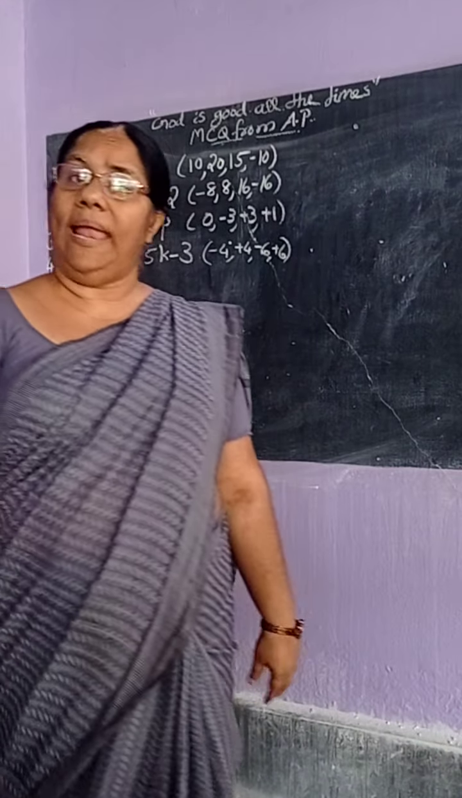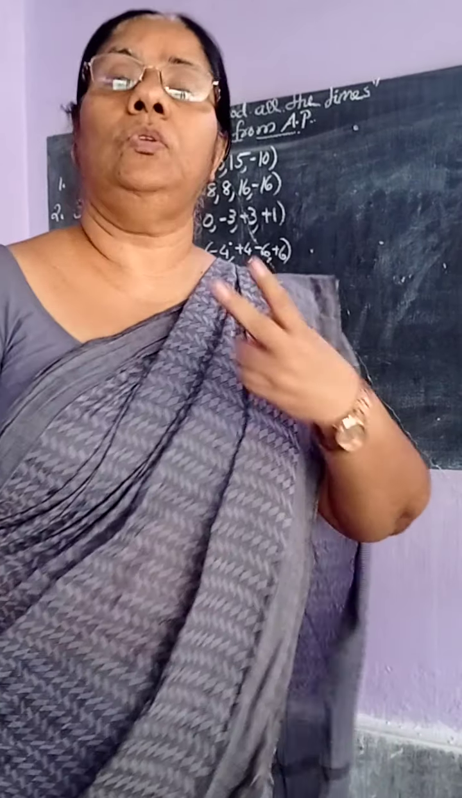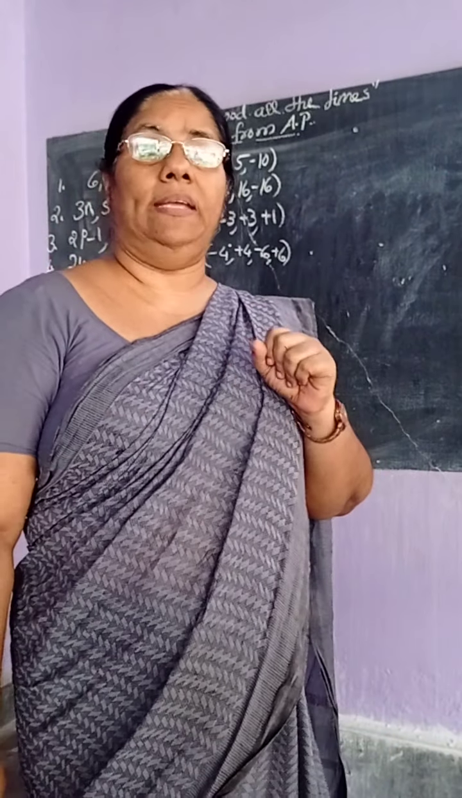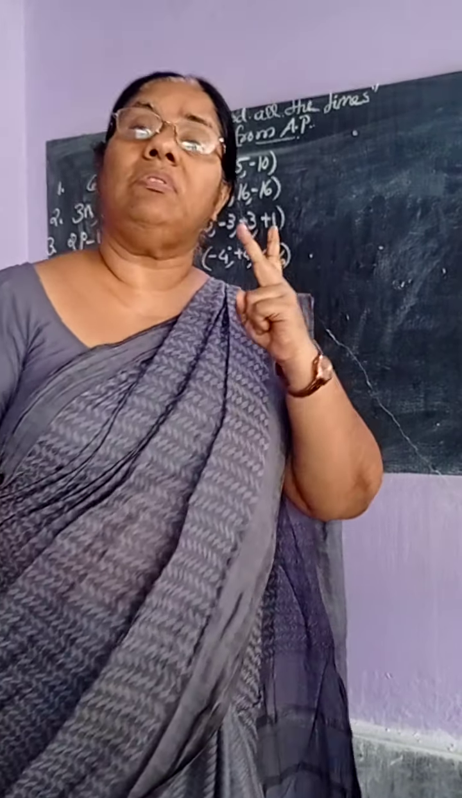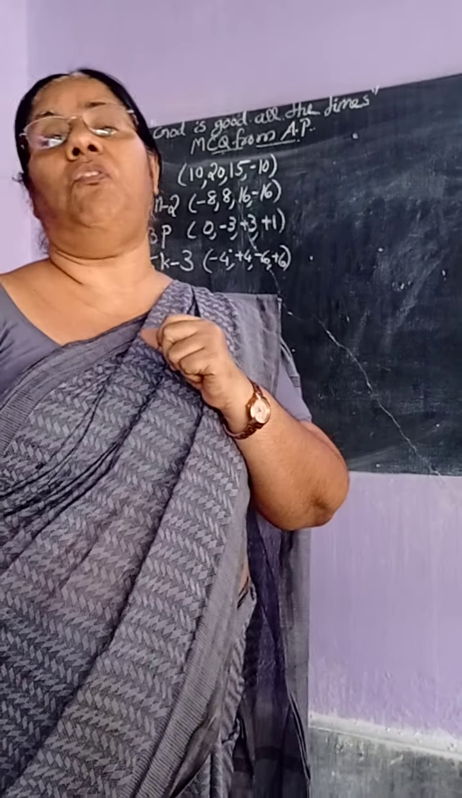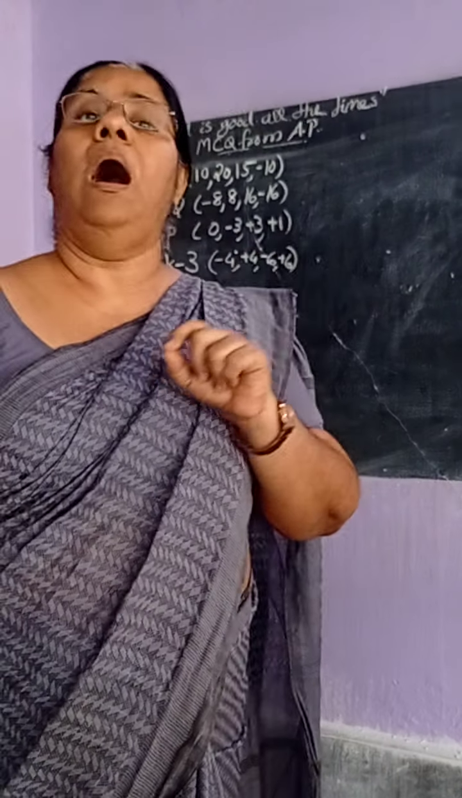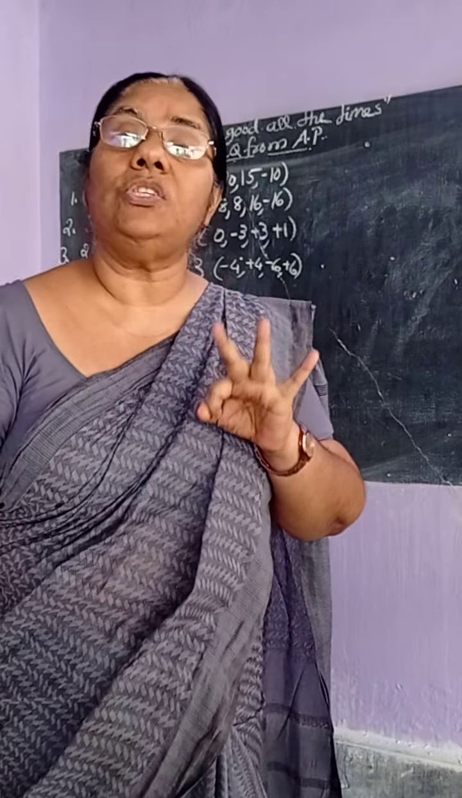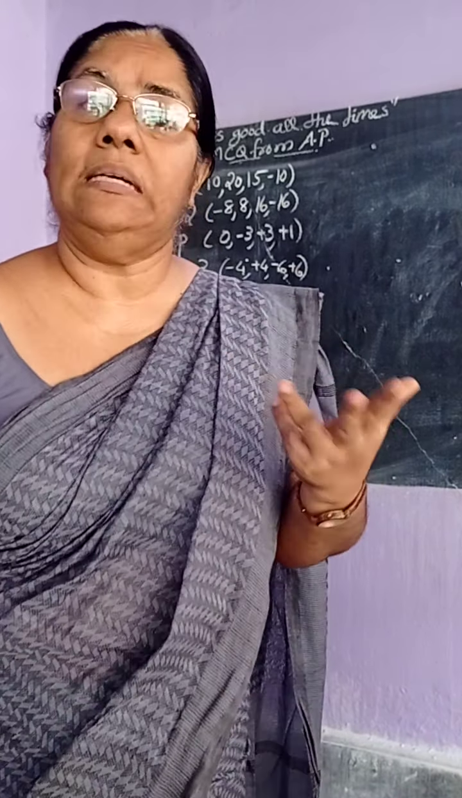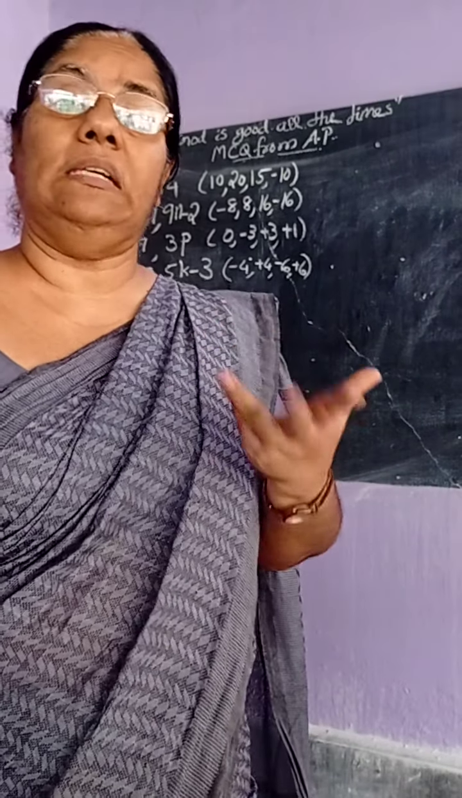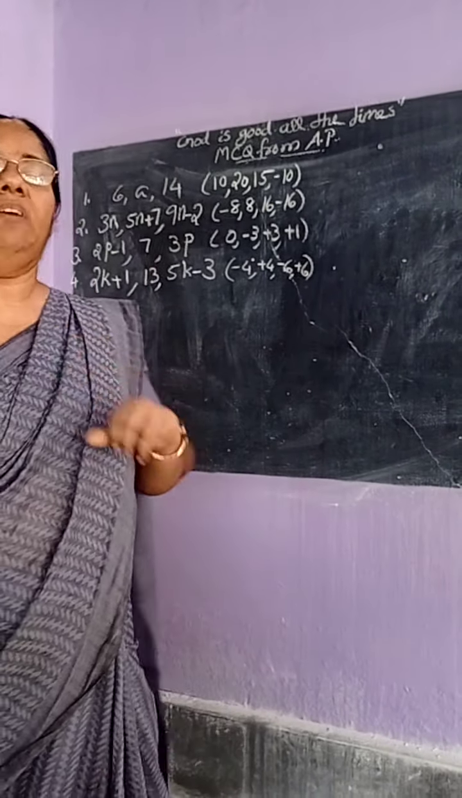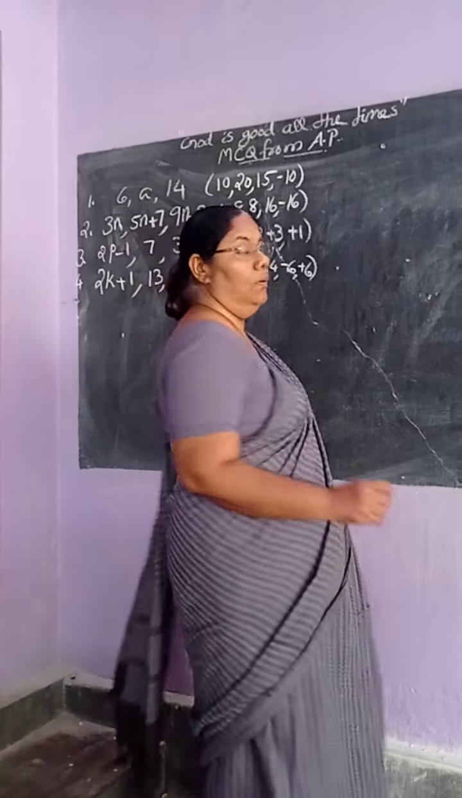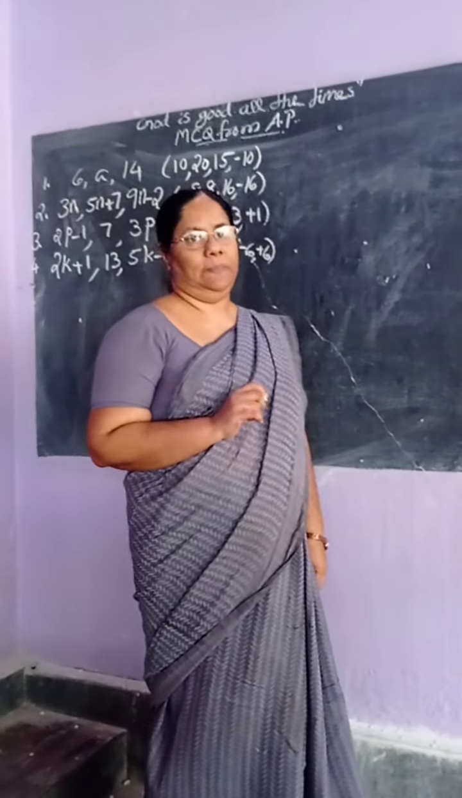Today, I would like to explain two topics. One is, if three consecutive terms of an AP are given, how can you find the unknown term? And the second part is the sum of n terms of an AP. Listen, the first part. First you have to write the notes.